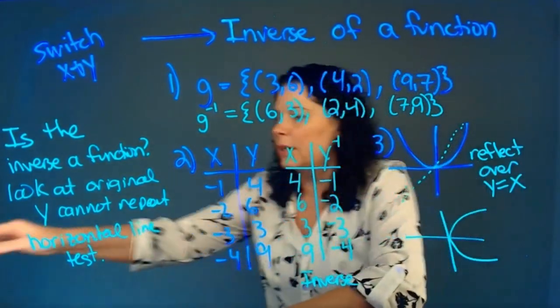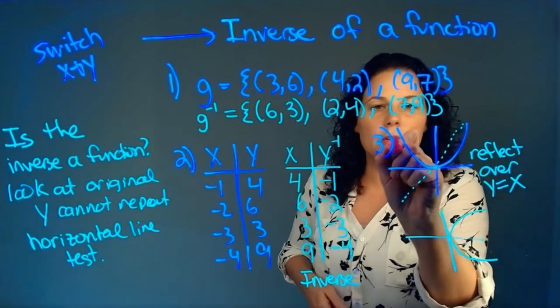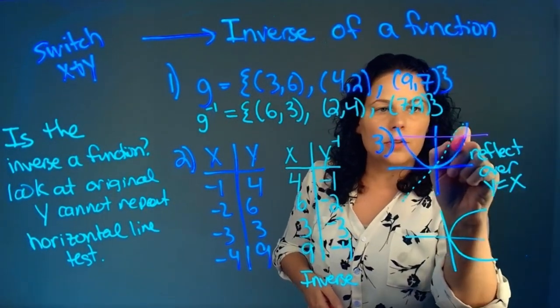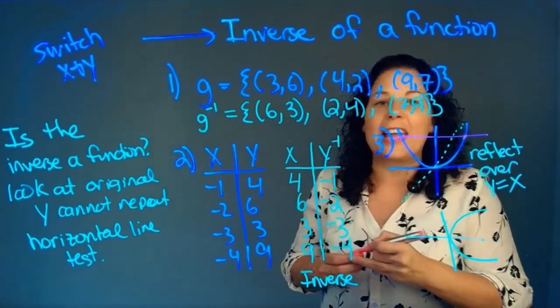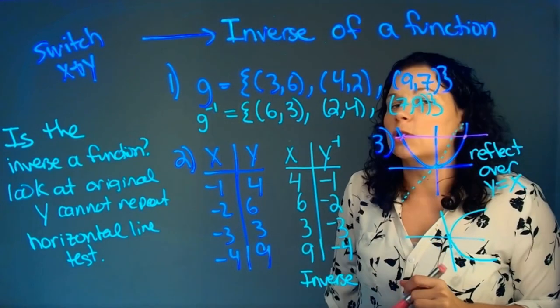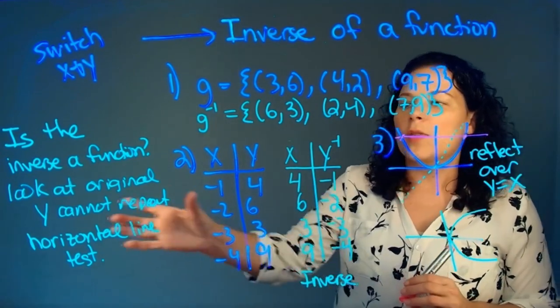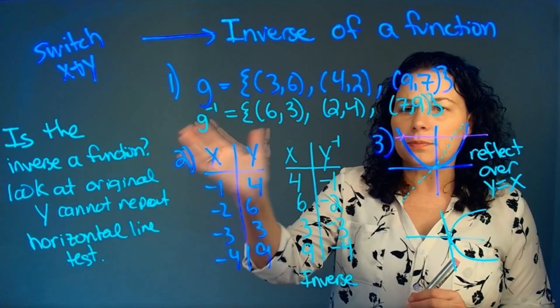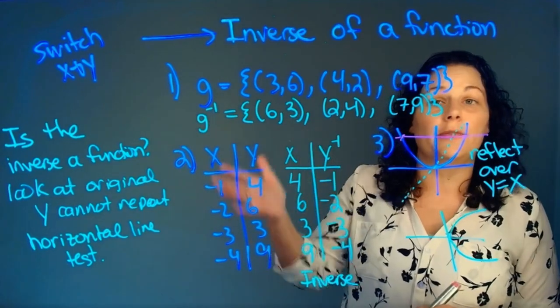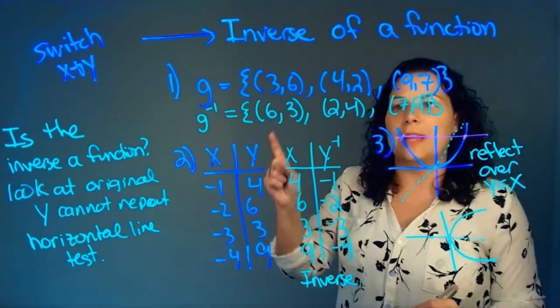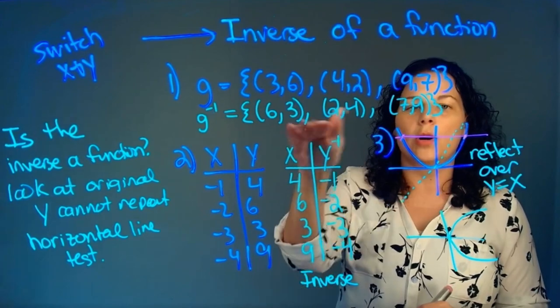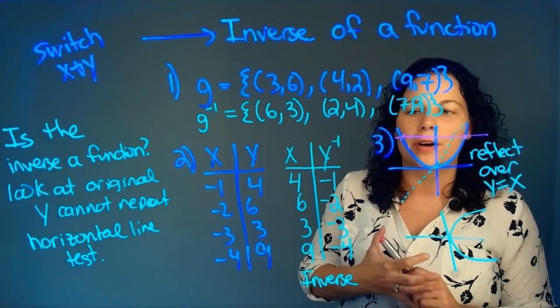Draw a horizontal line. Let me get a different color. Draw a horizontal line. Oh, look, it touched here and here. It failed the horizontal line test. The inverse will not be a function. So that's something that your teacher could ask you. Without finding the inverse, that's how you can do it very quickly. Look at the y values of the original or do the horizontal line test on the original graph.